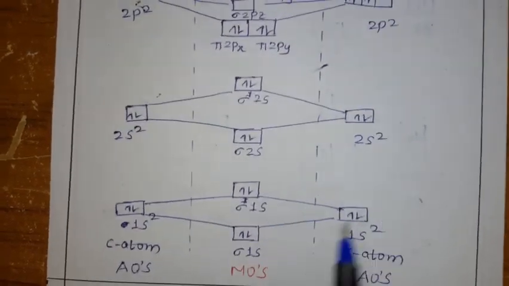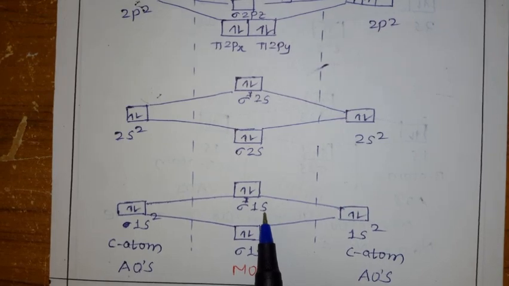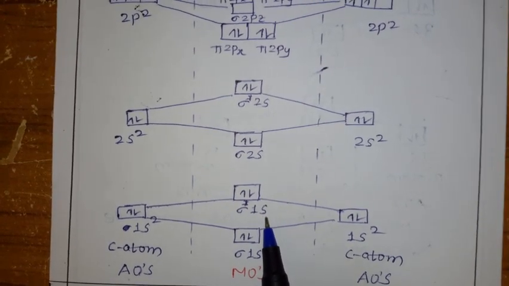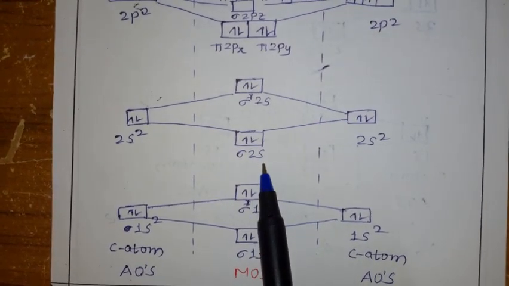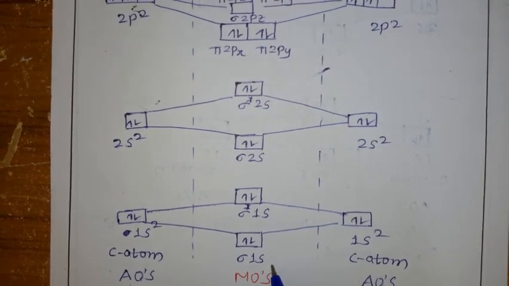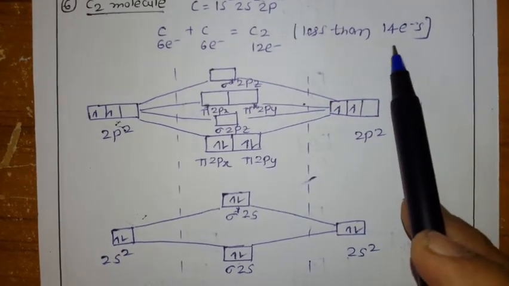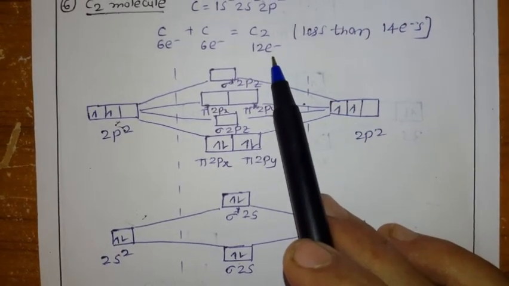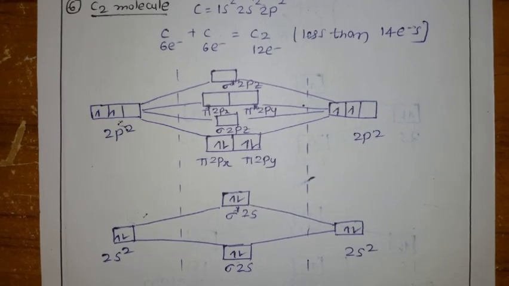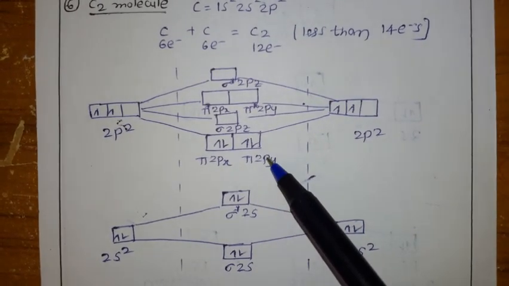So now come to here. So sigma 1s has 2 electrons, sigma star 1s has 2 electrons. Okay, 4 electrons over. Next, sigma 2s has 2 electrons, sigma star 2s has 2 electrons, total 8 electrons over. Now we are left with 4 electrons.